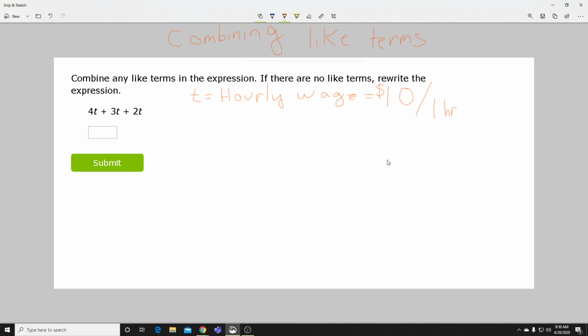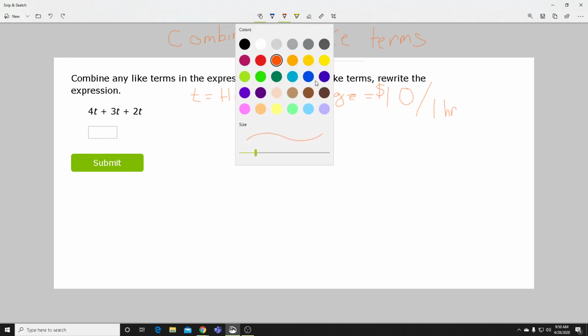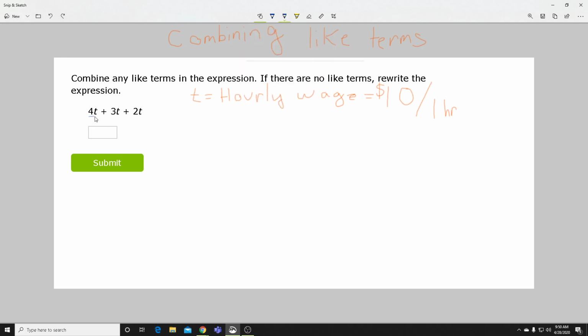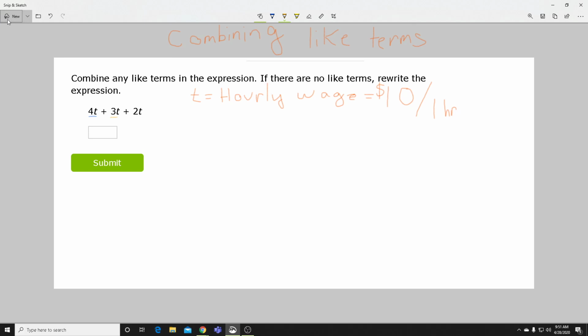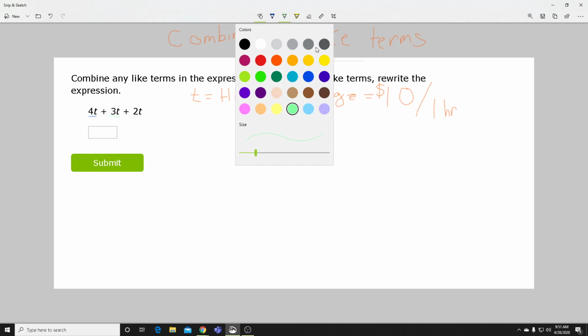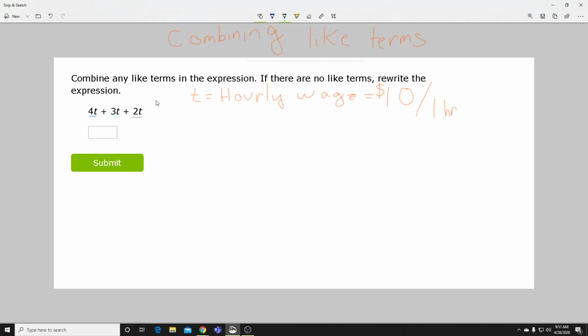Okay, so in this case, we're using T to represent the wage, and this expression here could represent something like how much money you make after working some amount of hours. And let me explain that a little further. Let me use a different color. Let's say this is how much money you make on Monday. This is how much money you make on Tuesday. There we go. And then we'll say this is how much money you make on Wednesday.